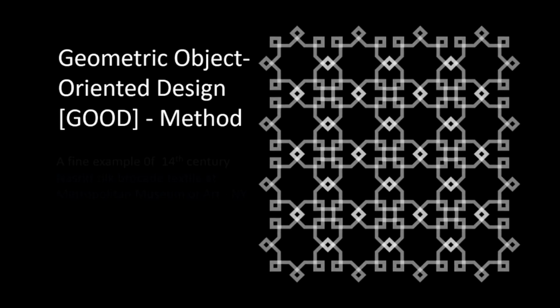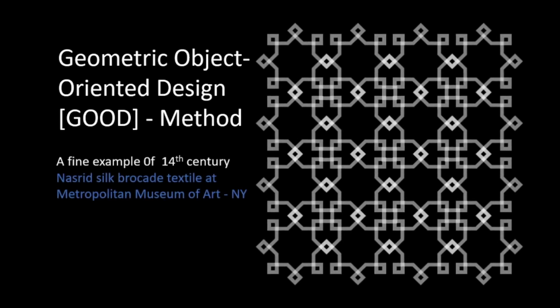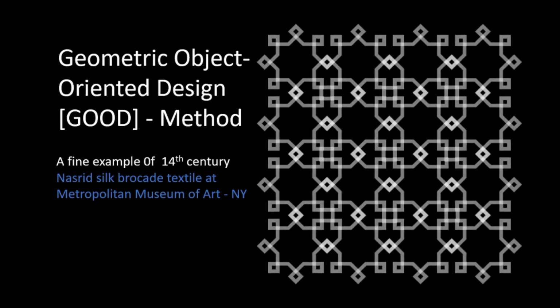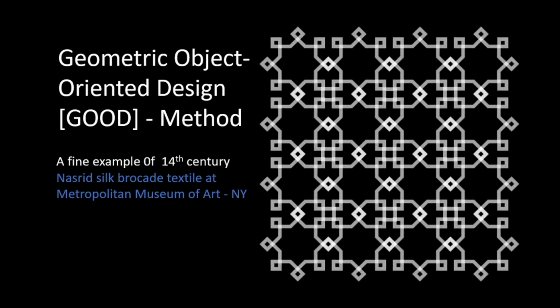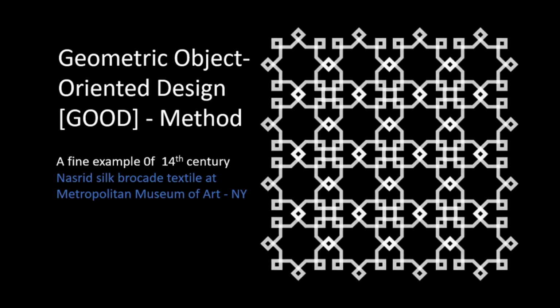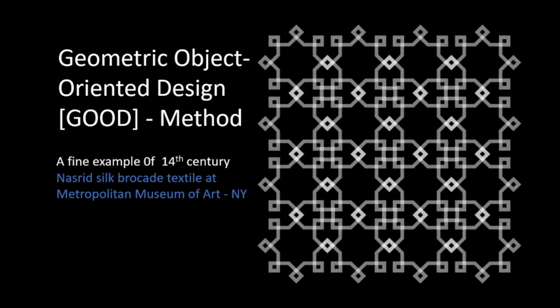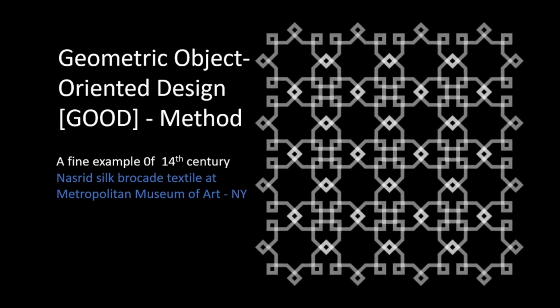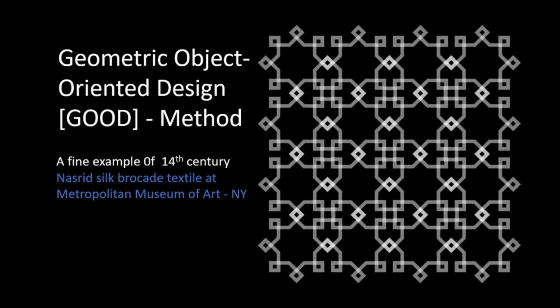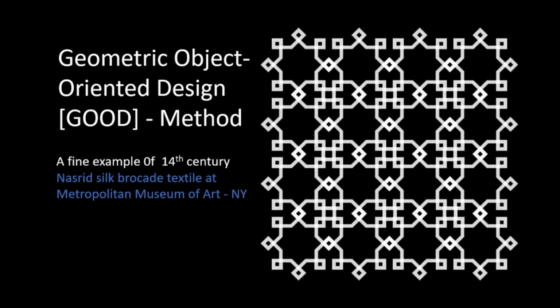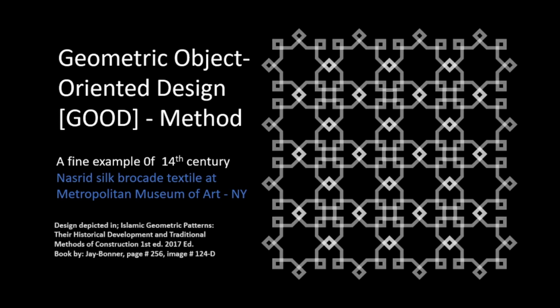In this video, we are going to recreate a fine example of a 14th century design from the square category. It's on a natural silk brocade textile on display at the Metropolitan Museum of Art, New York. I bring you this design from a very special book on Islamic geometric design by Mr. J. Bonner. Pause here to note the title of this book.